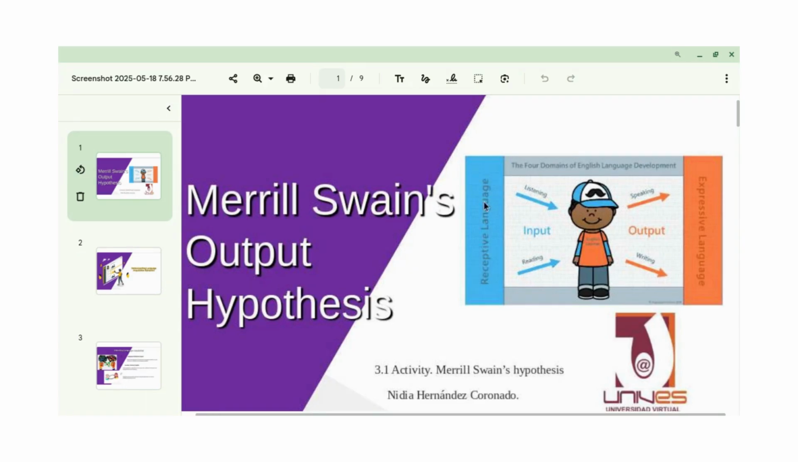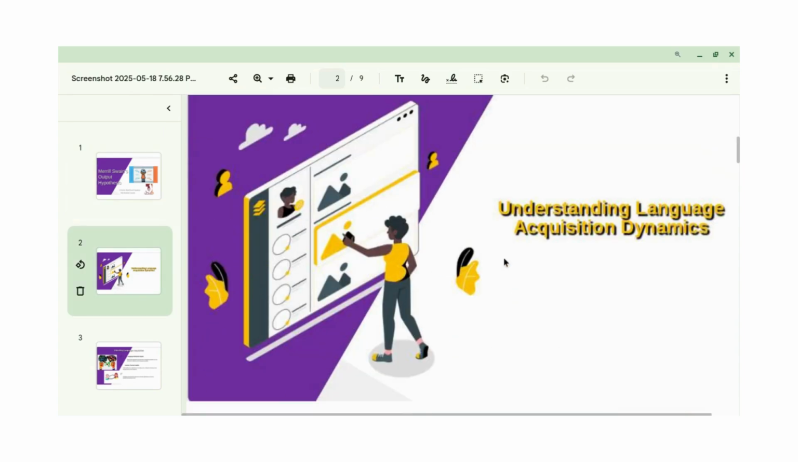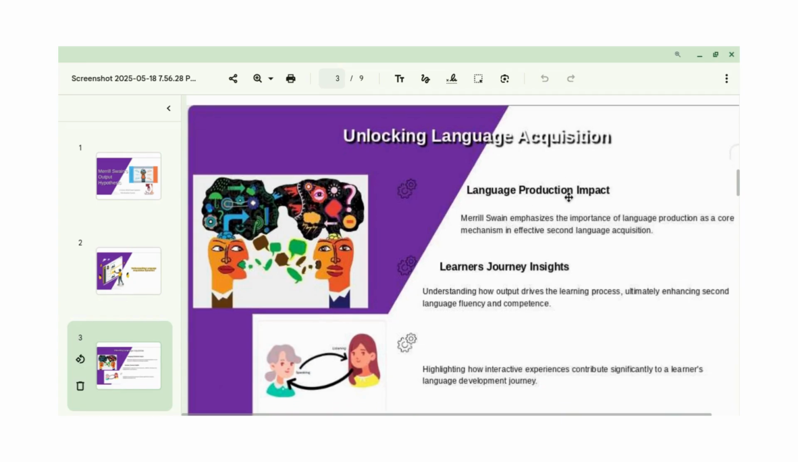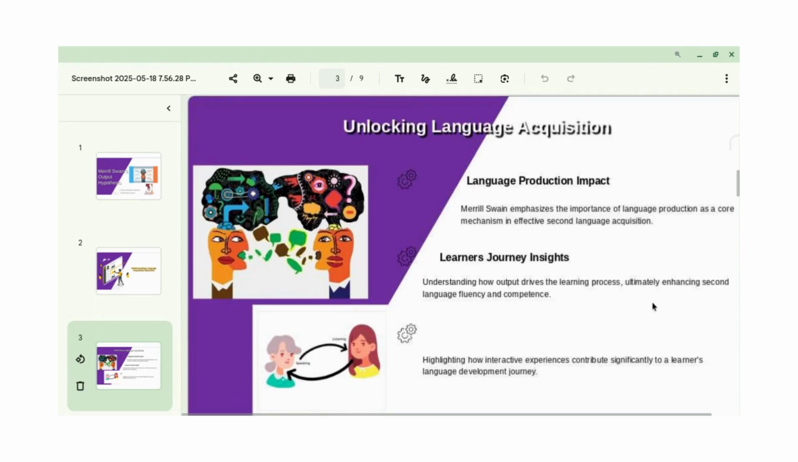Okay, Merrill Swain's output hypothesis explains, first of all, understanding language acquisition dynamics. In order to unlock language acquisition, we need to understand language production's impact. Merrill Swain emphasizes the importance of language production as a core mechanism in effective second language acquisition. Also, we have the learner's journey insight, understanding how output drives the learning process, ultimately enhancing second language fluency and competence. It's important to highlight how interactive experiences contribute significantly to learners' language development journey.